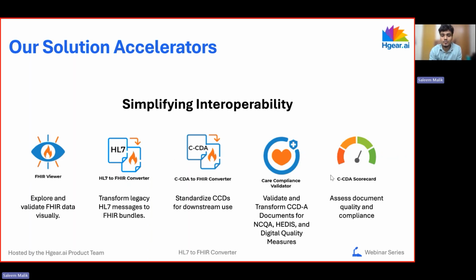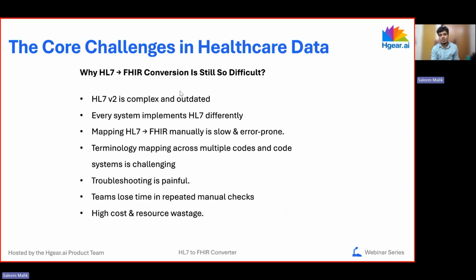Getting into today's topic: the HL7 to FHIR converter, right? What are all the problems we face in HL7 healthcare data? We know that HL7 is basically a text-based healthcare data transformation, so it is complex. And we know that FHIR is the universal health language right now.